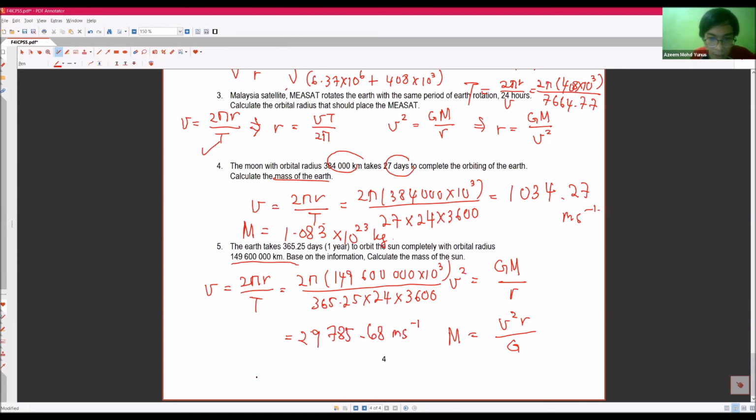So the mass is V square R over G. Make sure that the radius must include the radius of the Earth's orbit. Then we got the mass of the Sun, 1.9899 times 10 to the power of 30 kilograms. Okay, which also makes sense.